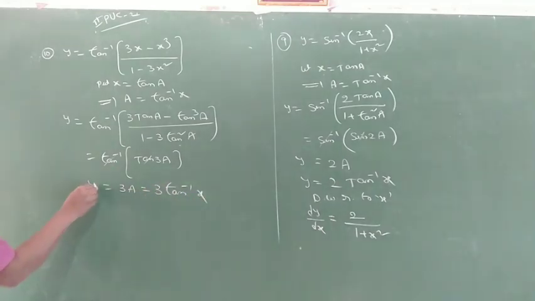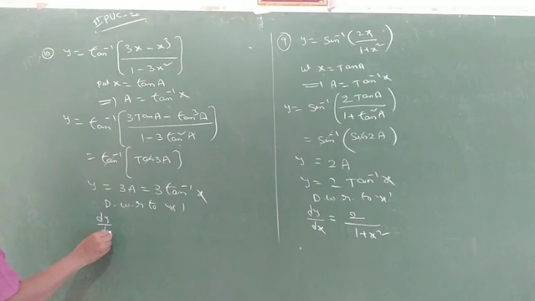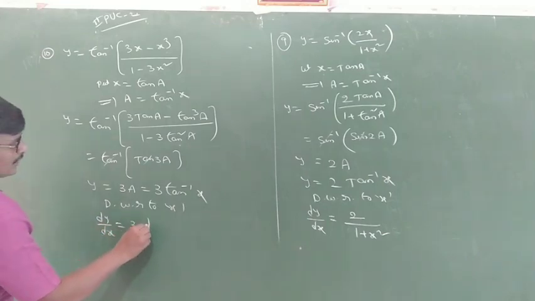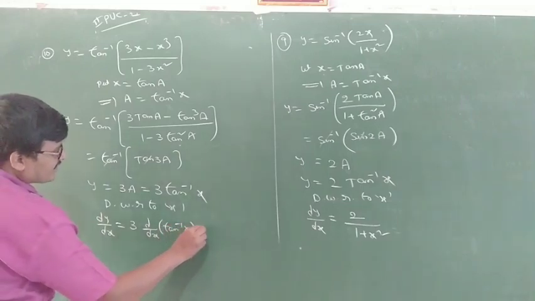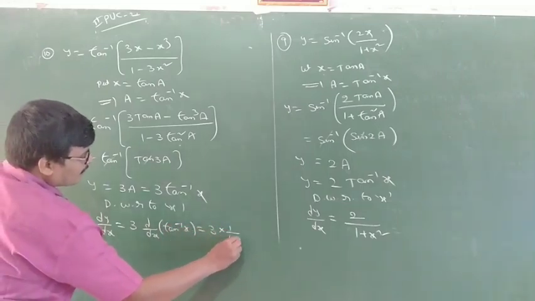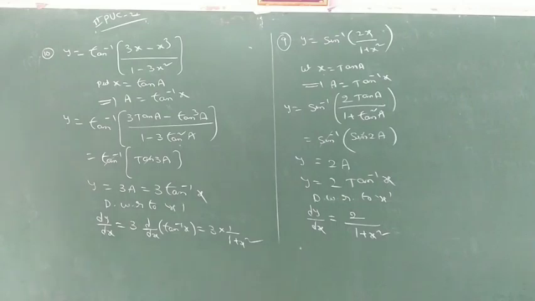So 3a means 3 into tan inverse x. Differentiate with respect to x. So dy by dx is equal to 3 into the derivative of tan inverse x. The derivative of tan inverse x is 1 by 1 plus x square. So finally the answer is 3 by 1 plus x square. Simple one.